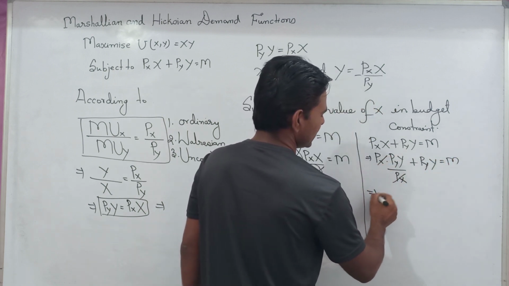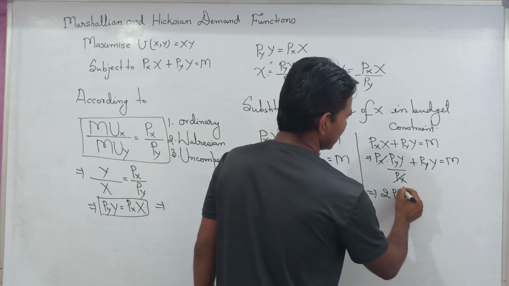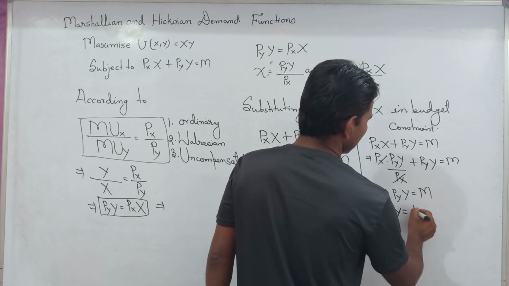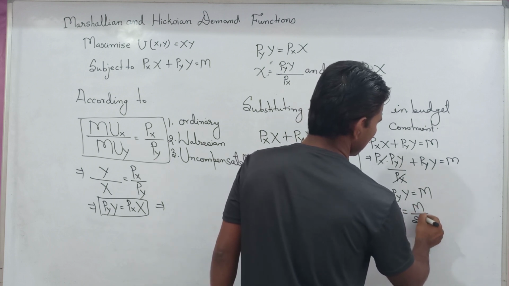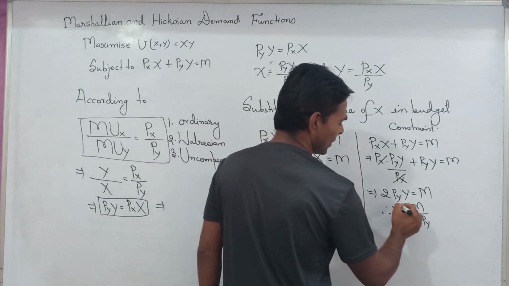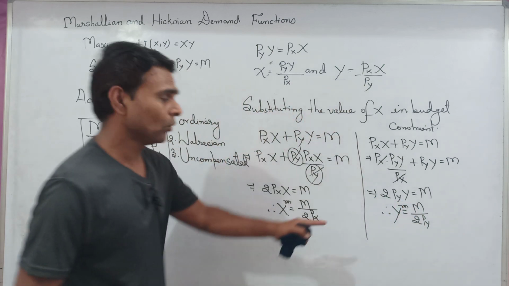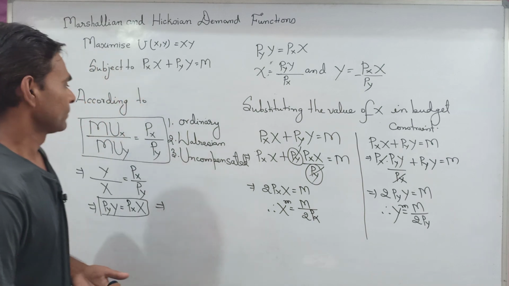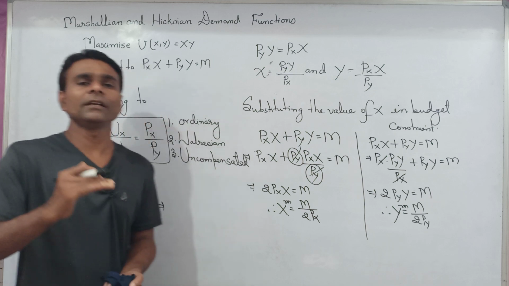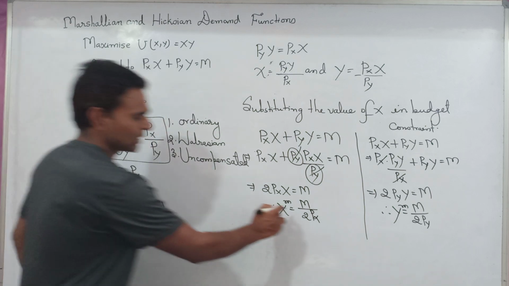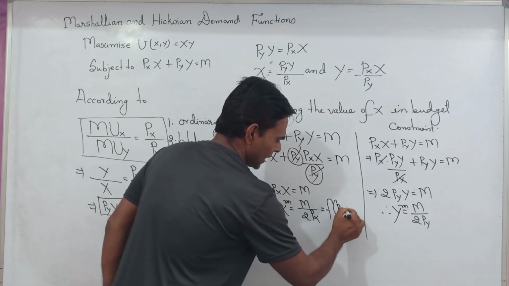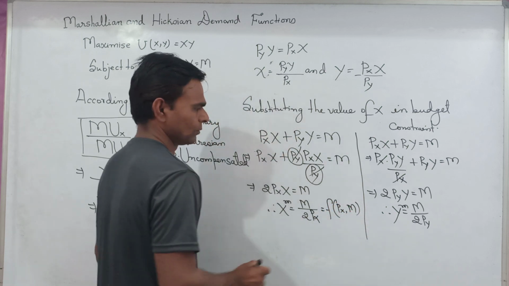Price of x cancels, 2 times price of y into y equal to m. Therefore, y equals m by 2 times price of y. This is the Marshallian demand function for commodity y that we got. Next, my target is getting the Hicksian demand function. You can see the Marshallian demand function is a function of price and income of the consumer.